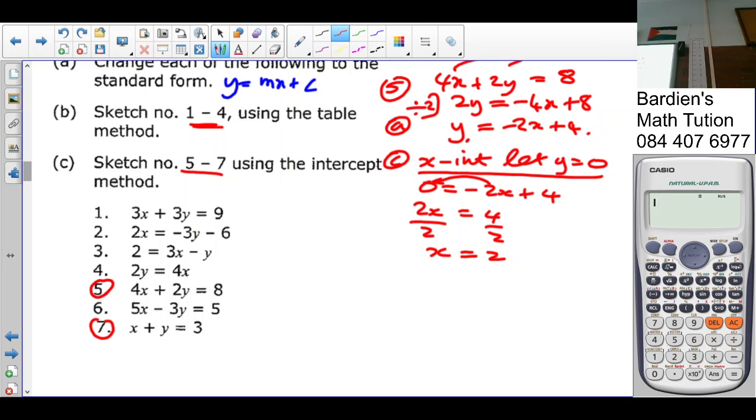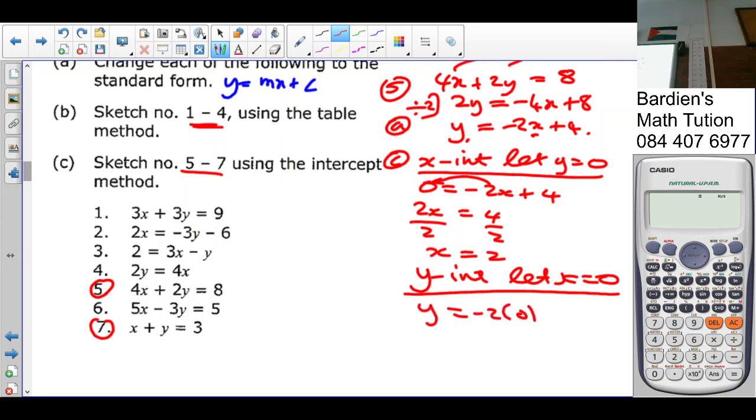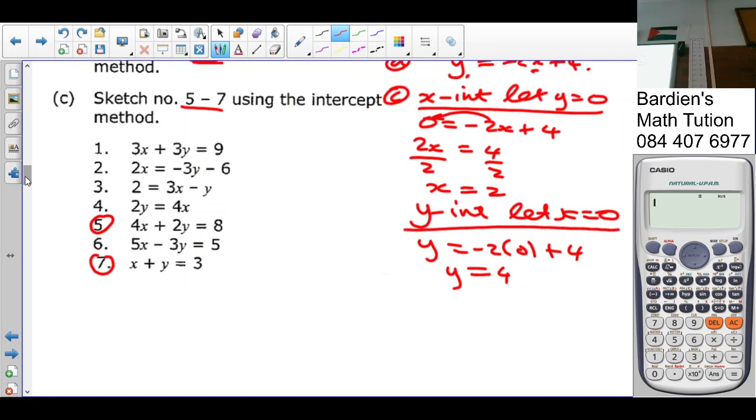Okay? So we've got the y-intercept. What do you do for y-intercept? Let x equal to 0. Why do we let x equal to 0? Because anywhere on the y-axis, x is equal to 0. Okay? So we put 0 where you see x now. So you get y is equal to negative 2 times 0 plus 4, which is 4. And this is enough information to draw the graph.